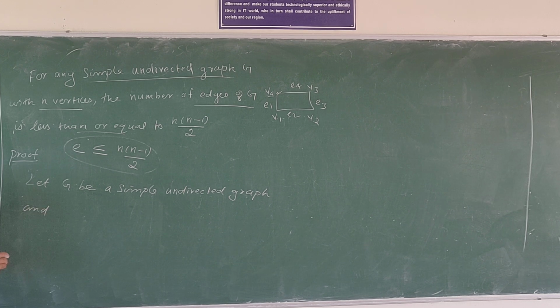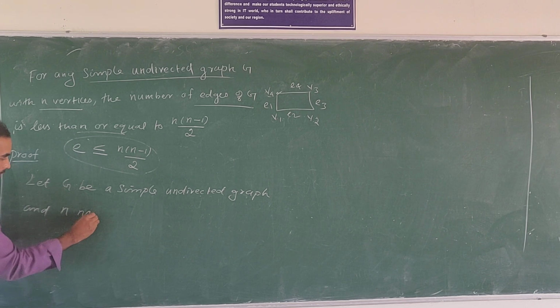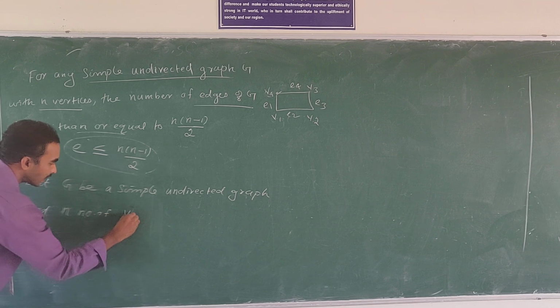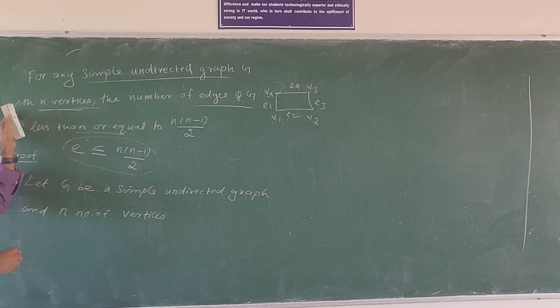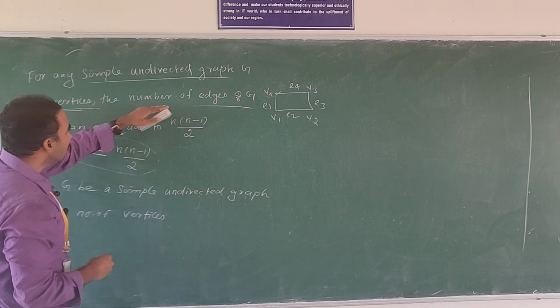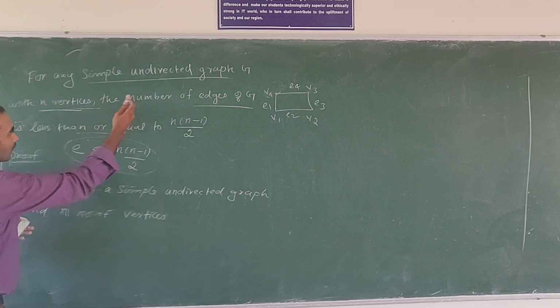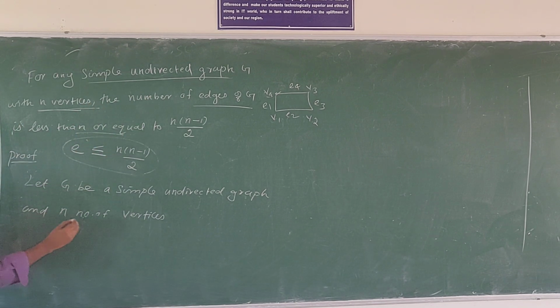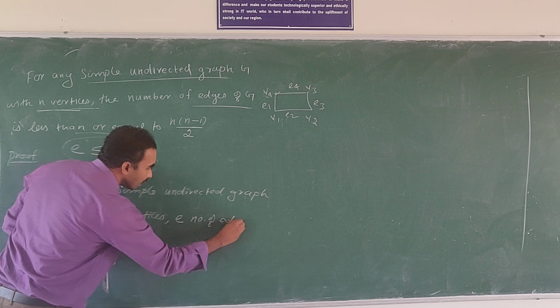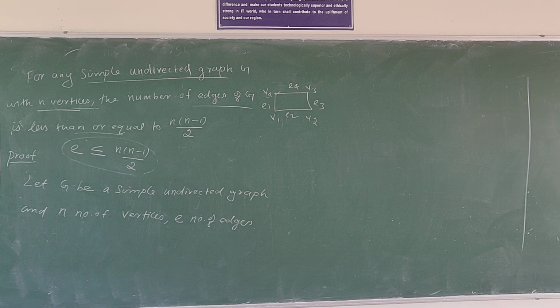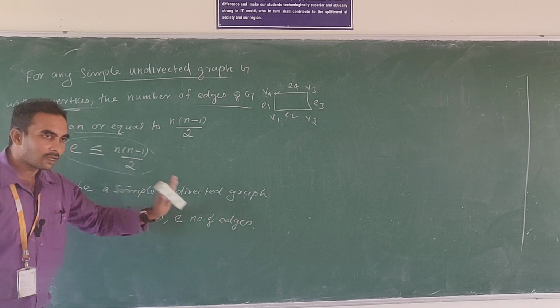and n number of vertices, because in the question itself they have given n vertices. They didn't mention the edges, so we have to take E as the number of edges. N always represents the number of vertices. E represents the number of edges.